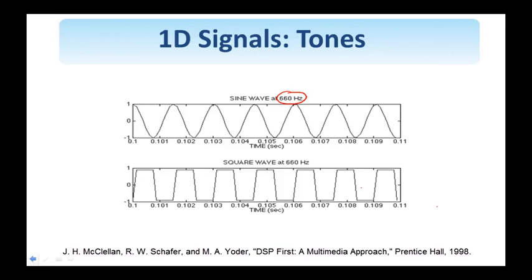At the bottom you see a square wave. It also has the frequency at 660 Hz. However, it has additional frequencies, the so-called harmonics. Let's listen to that as well. It should be clear that the bottom square wave is richer in the sense of having additional frequencies than the pure tone, the sinusoid.